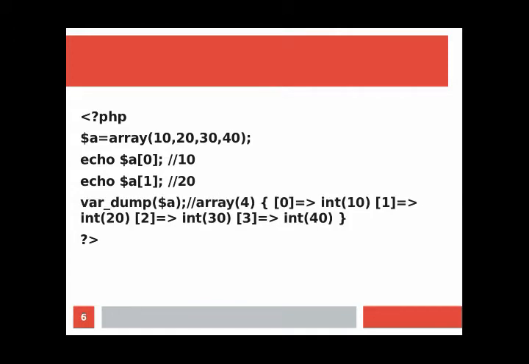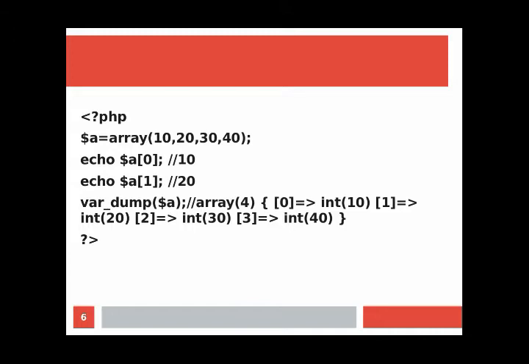Then again we will see the second program. Again here we have taken $a as an array whose elements are 10, 20, 30, 40. Then the first statement is a print statement with echo $a[0], which will naturally print the value 10. Then echo $a[1], so it will print the value 20.